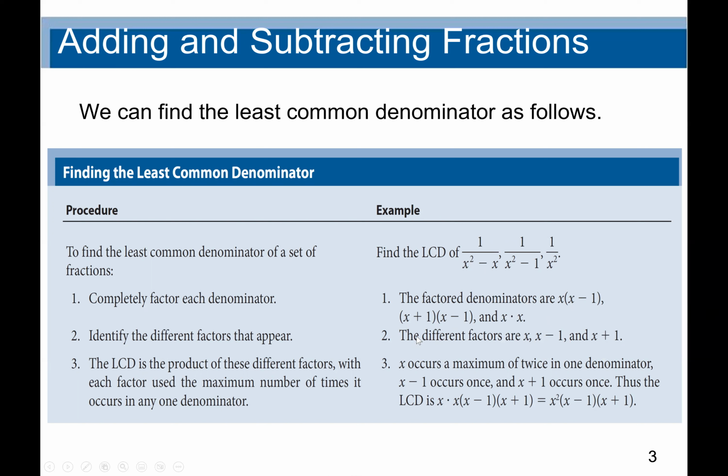Then next, we have to identify the different factors that appear. The different factors that appear here are x, x minus 1, and x plus 1. x minus 1 appears twice, but we only need one.